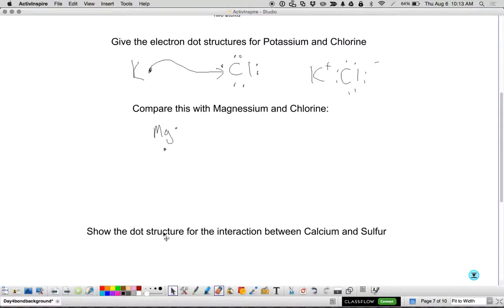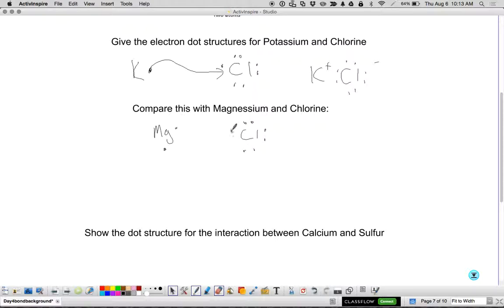Let me move this down just a little bit. And chlorine has 7. Uh-oh. Okay, well, we know that magnesium is going to want to give up one of its electrons, but now what? Okay, chlorine's happy. It can't accept another electron, but magnesium is still unhappy.